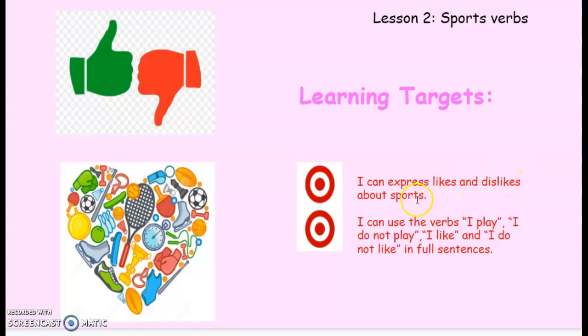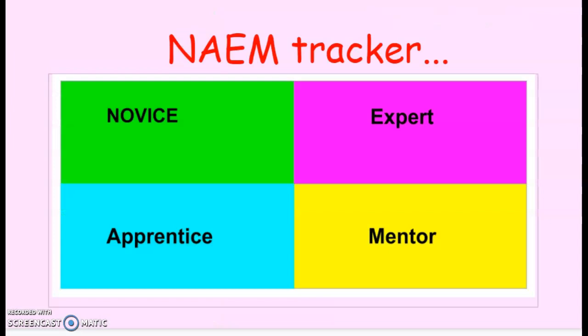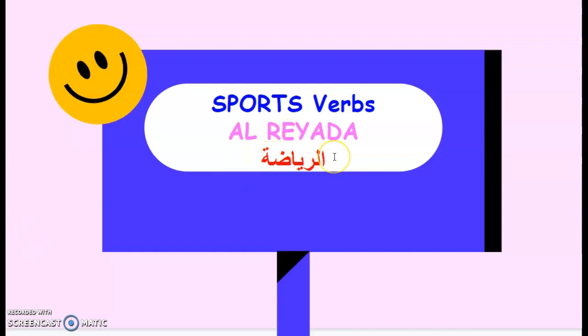And then the second learning target is, I can use the verbs I play and I do not play, I like and I do not like in full sentences. All right, boys and girls. So we did unfold the learning targets. Basically, we are going to be learning about likes and dislikes about sports and how to use a couple of words in making sentences. As always, I like to start with the name tracker, and let's start by all being here at the novice level. The title is Al-Riyada, which is sports.